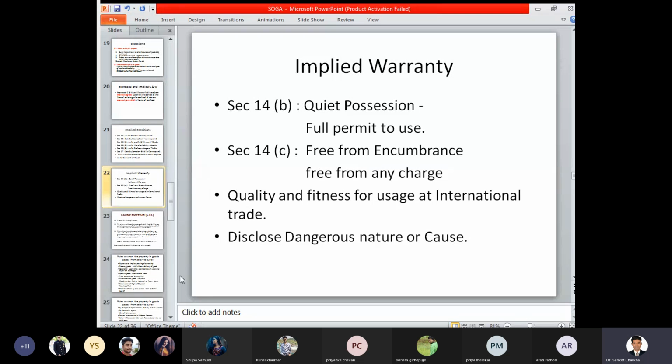Warranty is a stipulation which is collateral to the main purpose of the contract. It is not the main purpose of the contract, but it is the stipulation which is collateral, that is, alternative. It is supporting to the main purpose of that particular contract. Section 14B specifically means the quiet possession.